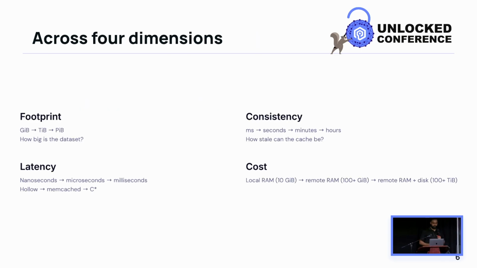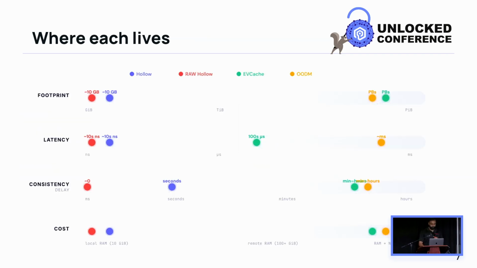When we think about caching architectures, we think about them along these four dimensions. Footprint: how big is the dataset, from gigabytes to petabytes. Consistency: how stale can the cache be, from milliseconds to hours. Latency: nanoseconds in process, microseconds for Memcached, milliseconds for Cassandra. And finally, cost: RAM or disk. Each architecture lives in one of these four regions.